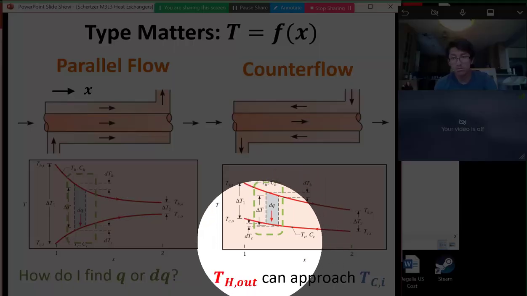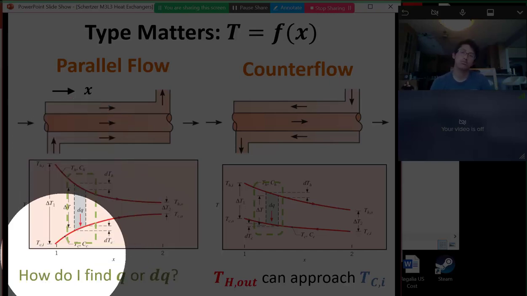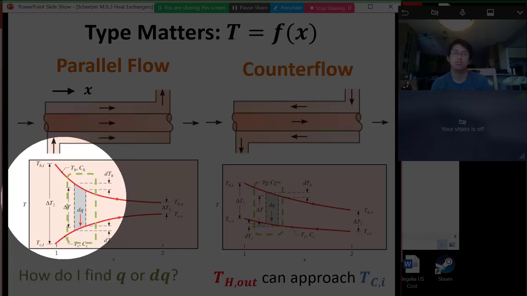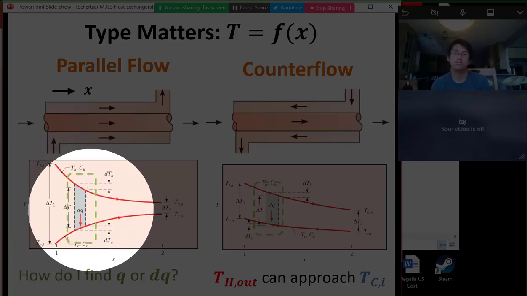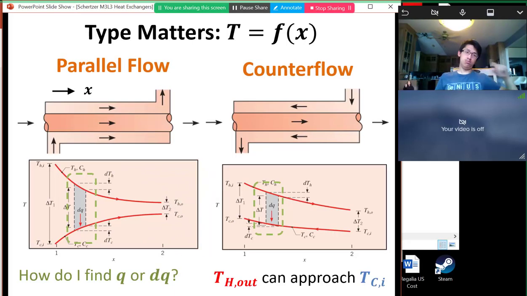Whereas in a parallel flow, we get a large DQ term at the beginning because we have this really big temperature difference right when we enter. The hottest part of the hot flow and the coldest part of the cold flow are touching each other. But then as we move down the tube, this DQ term diminishes much more rapidly. So typically, we like counterflow heat exchangers better than parallel flow heat exchangers.